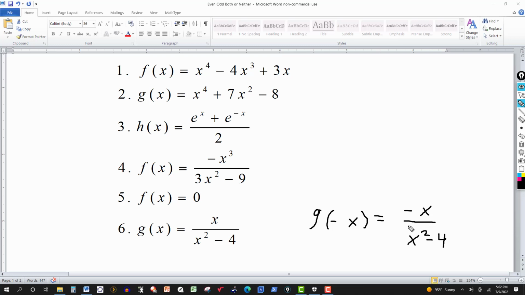But did I get the opposite of the function I started off with? Yeah, because this is minus. I take out that negative over. That'll just give me x over x squared minus 4. That gives me g of x. G of minus x does give me the opposite of g of x. So this one, the last one, number 6 here, is odd.